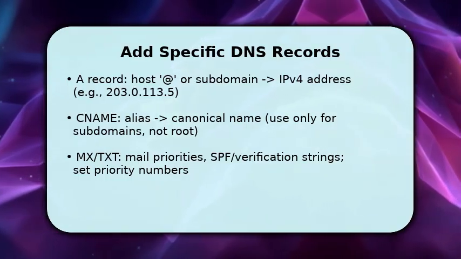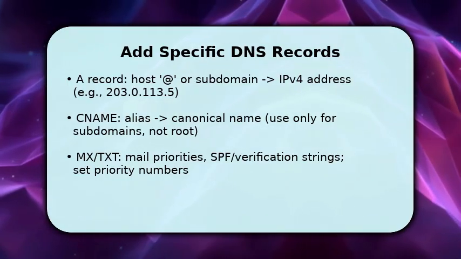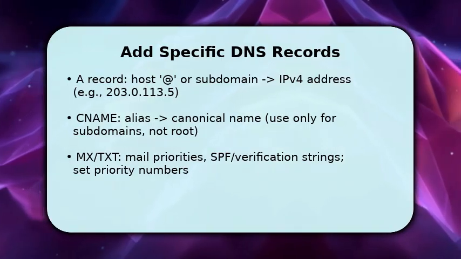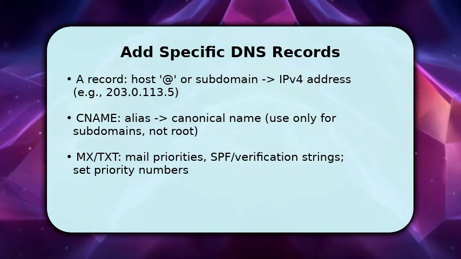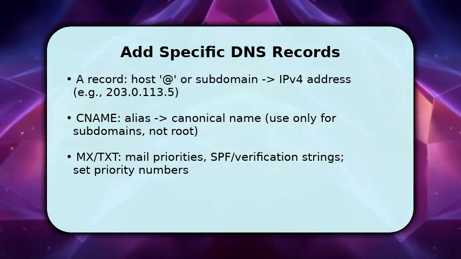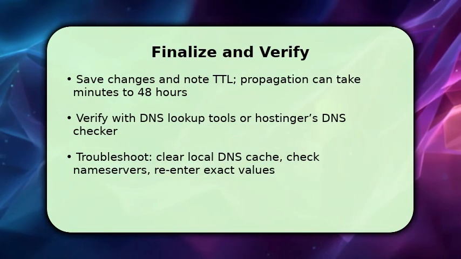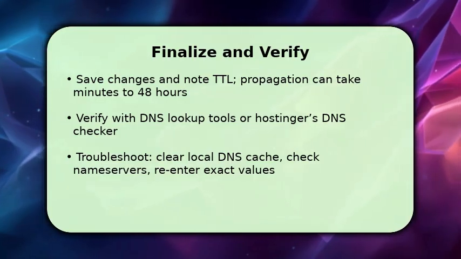Make sure you don't create a CNAME at the root if other records exist. Save each record individually and watch the DNS editor confirm creation. After saving, remember TTL affects how fast changes propagate. It can be minutes or up to 48 hours, so be patient.